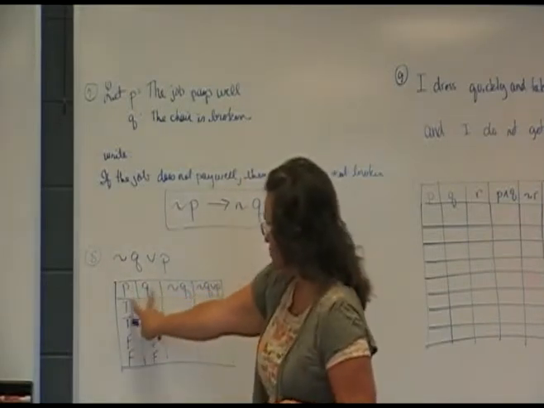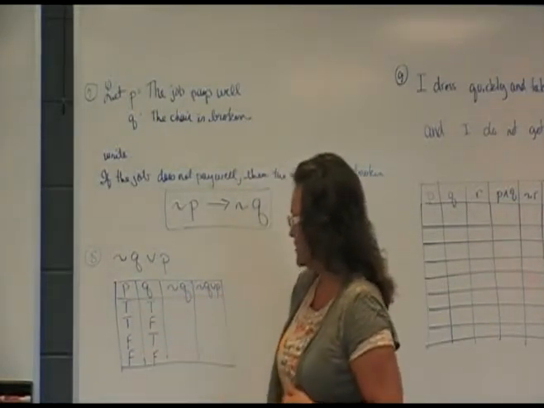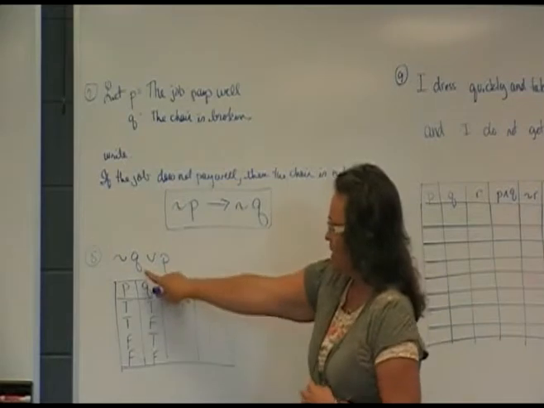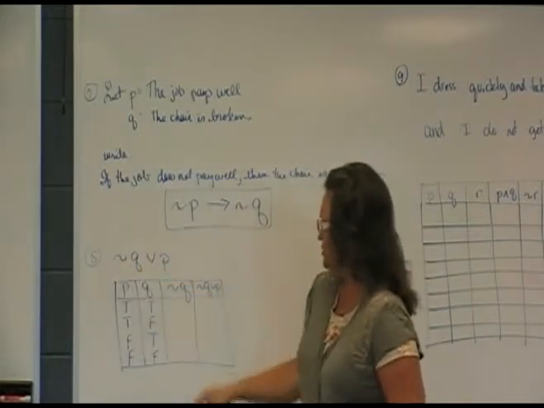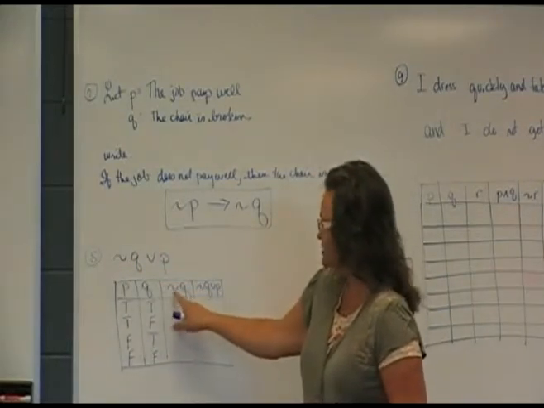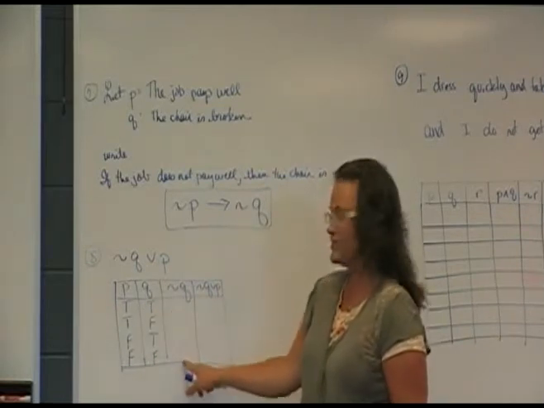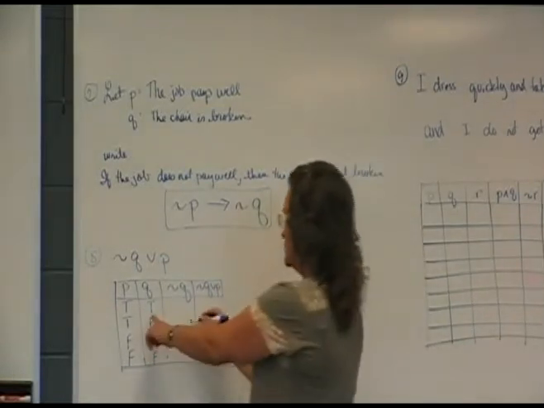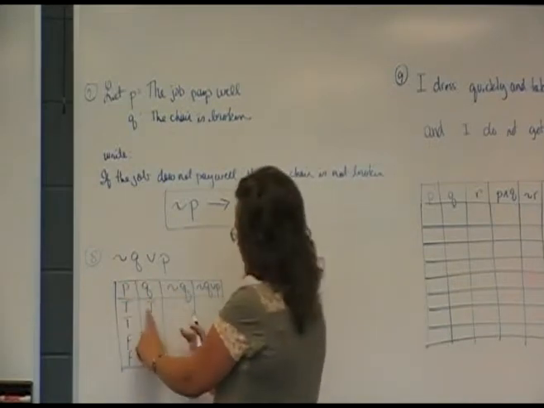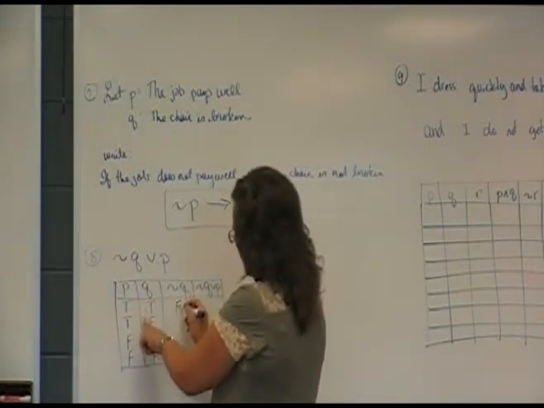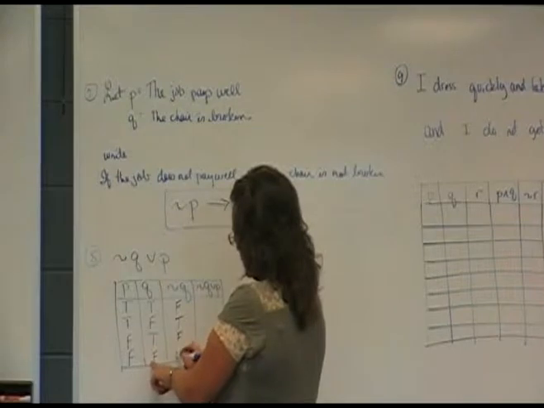Alright, so P and Q, just 2 statements, so we have those 4 possibilities. Alright, so we want to do not Q. Not Q just means look at column Q and then write the opposite of that. So just have to focus on the right column. So change that to an F, T, F, T.